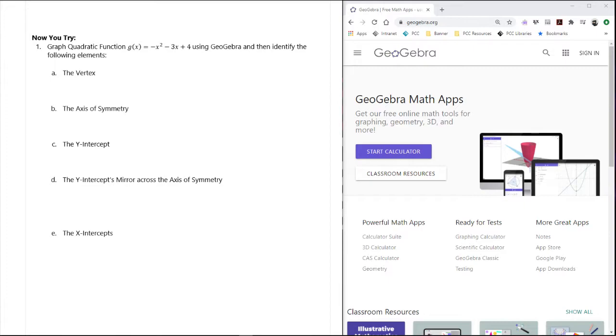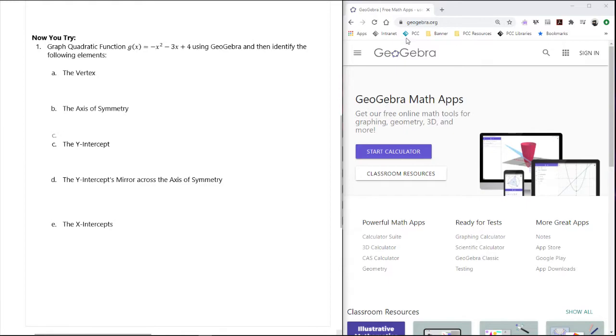Let's go through the solution for the Now You Try problem on using GeoGebra to find the key elements of a quadratic function's graph, a parabola. So the problem says to graph the quadratic function g of x equals negative x squared minus 3x plus 4 using GeoGebra, and then identify the following elements: the vertex, the axis of symmetry, the y-intercept, the y-intercept's mirror point across the axis of symmetry, and the x-intercepts.